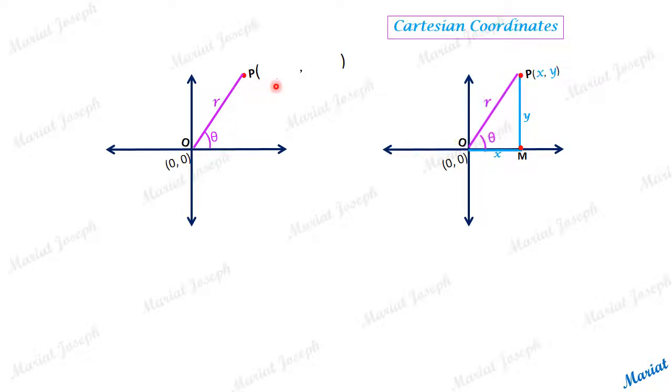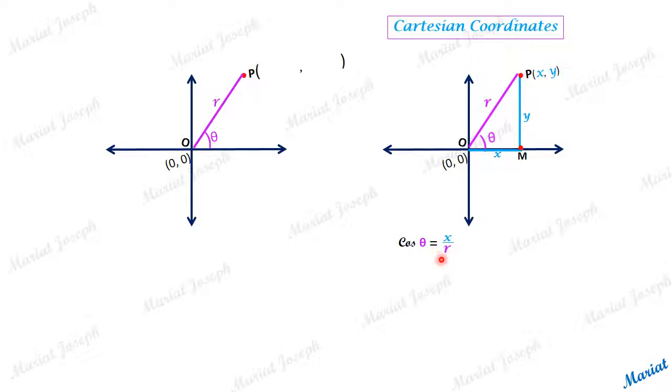This P, x, y, if I shift this OP here, a right triangle is now formed here. In this right triangle, that angle theta is now here. This direct distance r is the hypotenuse. So from this right triangle, let us write the trigonometric ratios that we are familiar with. Cos theta is adjacent side by hypotenuse, so it is x by r.